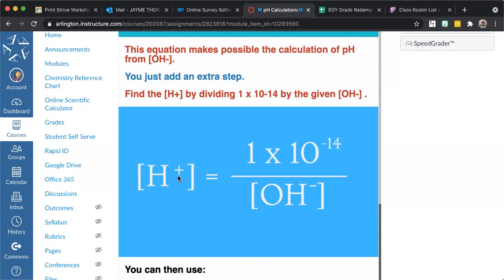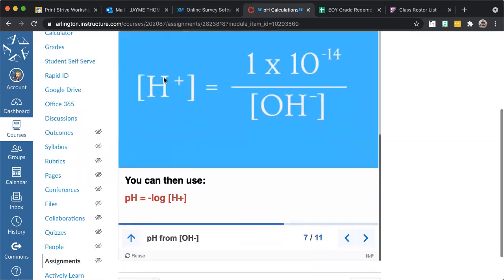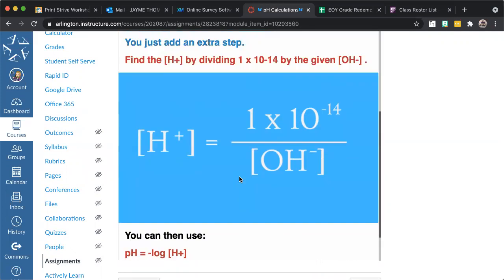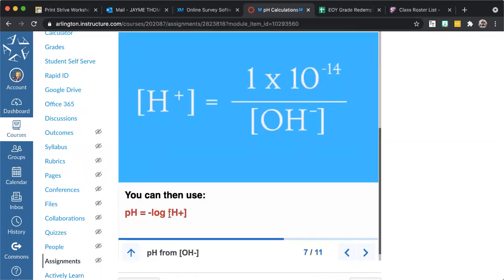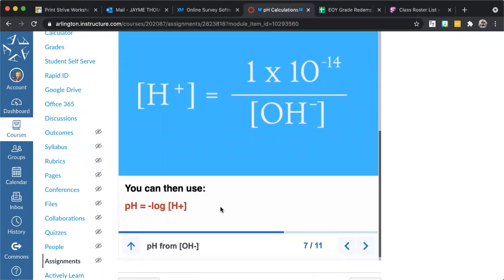So what you'll do if you're given a base, or if you're told that you have a hydroxide ion concentration from a base, you will use this first: you'll do 1 times 10 to the negative 14 divided by whatever concentration they give you for hydroxide ion. That answer will be the hydrogen ion. Once you get that, then you take your answer and plug it into our negative log equation to calculate the pH. So it's just that one little extra step of calculating the hydrogen ion concentration first, and then you can plug it into the calculation to do pH.